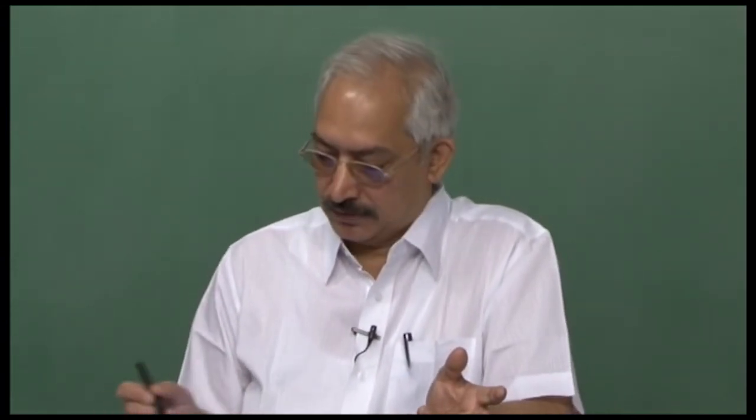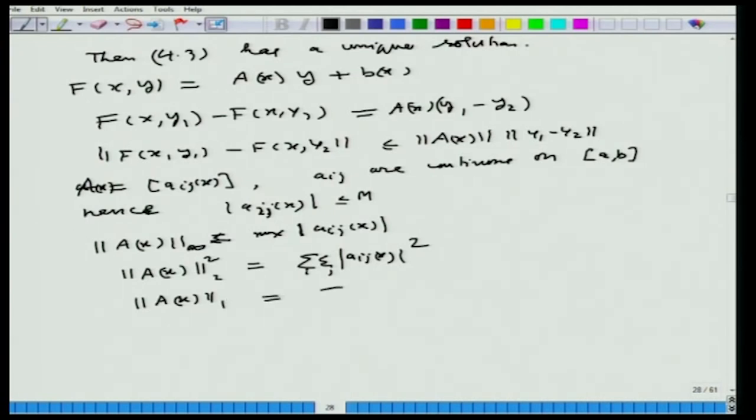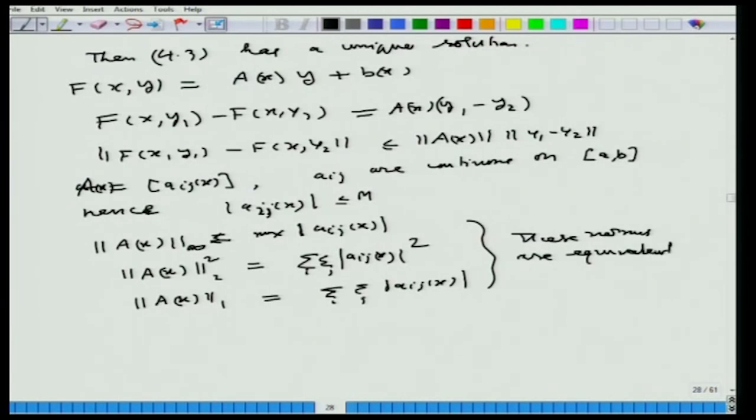or the Euclidean norm. So, various norms are there. This norm, let us say, is called the infinity norm, and there are other norms, the 2-norm, that is the square root of the double sum over i and j of a i j squared, or the other norm, the one norm, that is the sum of the absolute values of a i j(x) summed over i. So, all these norms are equivalent on.